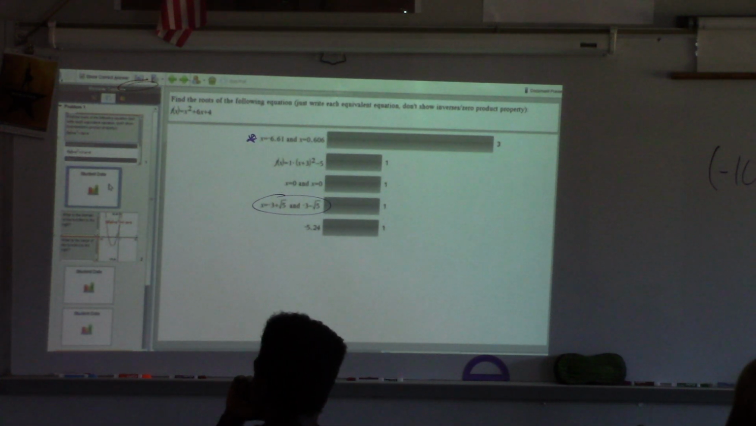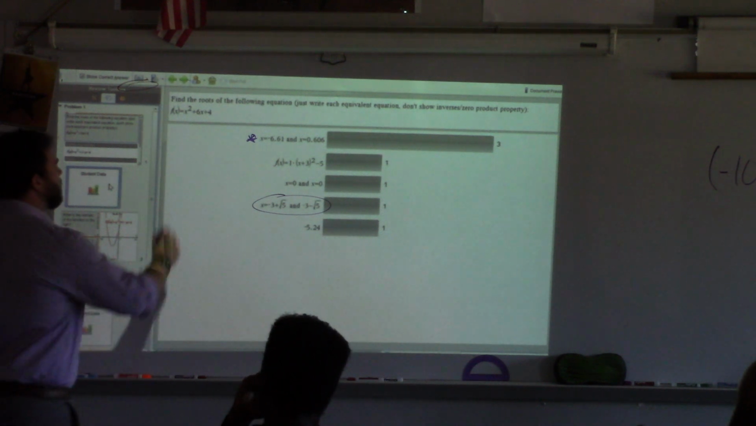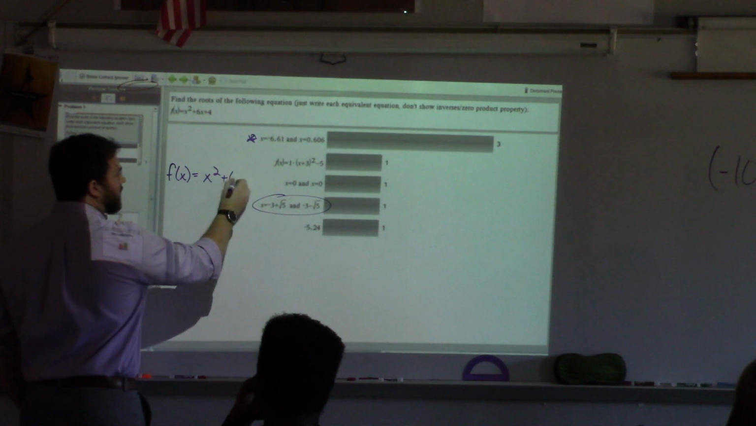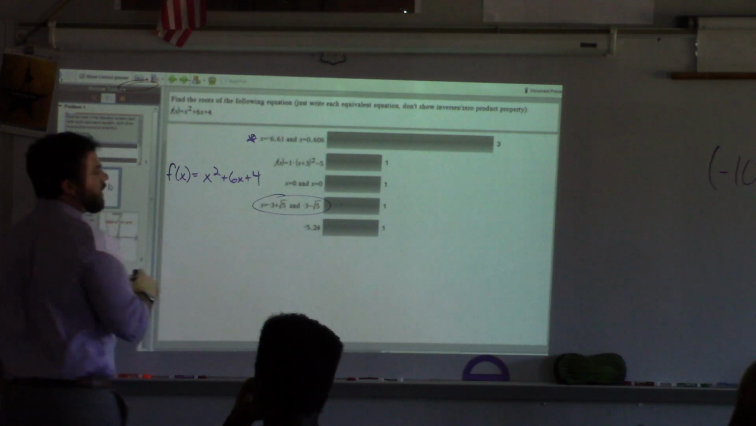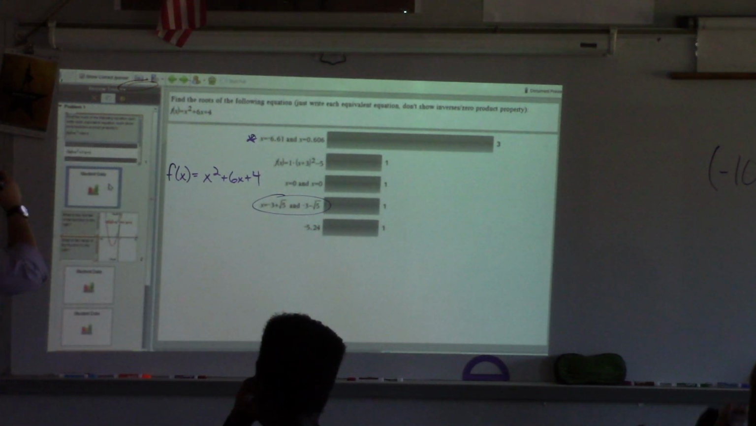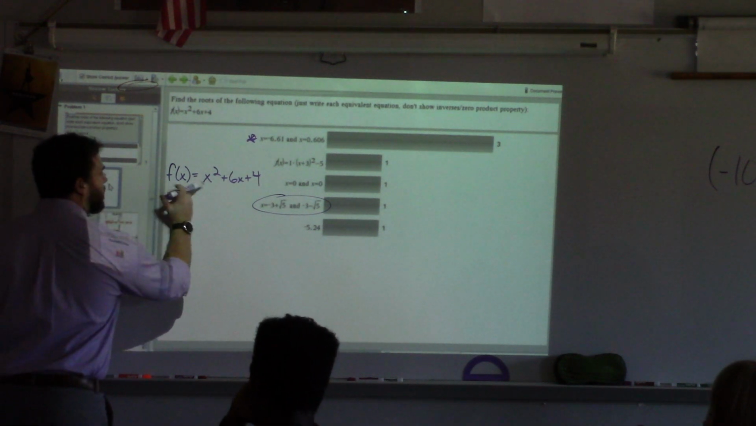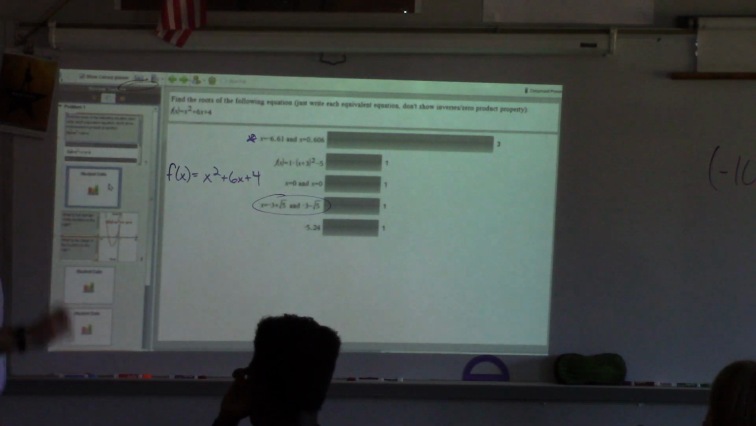Find the roots of the following equation. Just write the equivalent equation. Don't show inverses, zeros, product property, all that stuff. So I am starting out with this equation. And this is a detail on the test that we struggle with, which is why I assigned some homework that's due next Tuesday, or I guess I'll give y'all a sheet today, that's due next Tuesday to help you get better at this skill. But how am I supposed to solve this equation? What do I need to do first to get the roots?